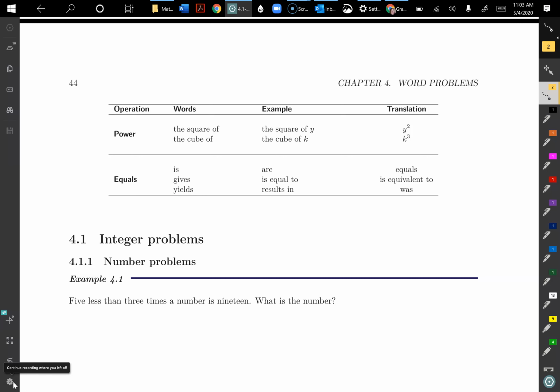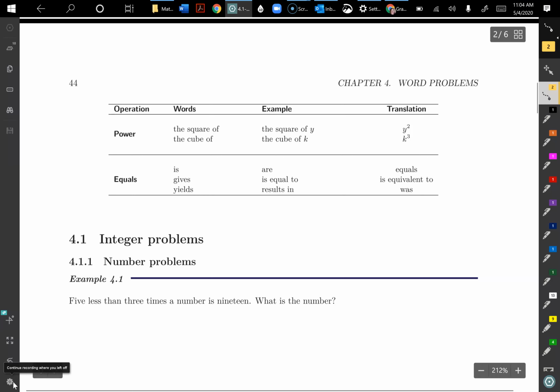So here we have section 4.1, integer problems. This is where we have just generic numbers. There's not a lot of context, but we're going to see how we can put phrases together. I have a 4-step rubric that I grade on, so I want to make sure we write that all out. I'm going to write those in for you, and then we'll pick apart the problem.